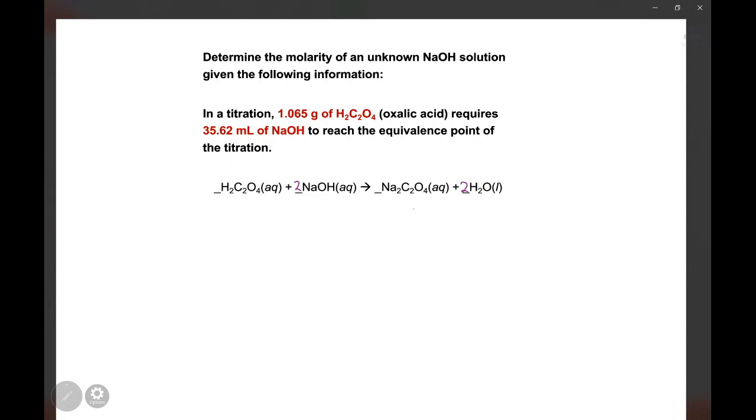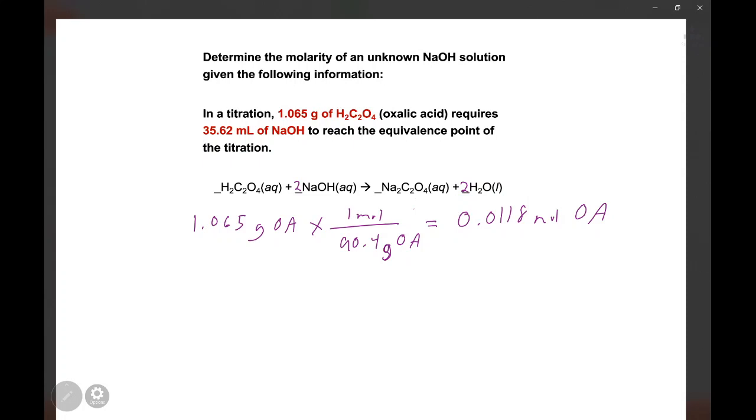Now what do we want to do? The titration used 1.065 grams of oxalic acid, and that required 35.62 milliliters of sodium hydroxide to reach the equivalence point of the titration. So we want to determine the molarity of the unknown sodium hydroxide solution. We're going to start with the 1.065 grams, and I'm going to write OA for oxalic acid just to make it easier on myself. Let's convert that to the number of moles. We know that for 1 mole there is 90.4 grams of oxalic acid, so you'd have to calculate this real quick. This gives me 0.0118 moles of oxalic acid.